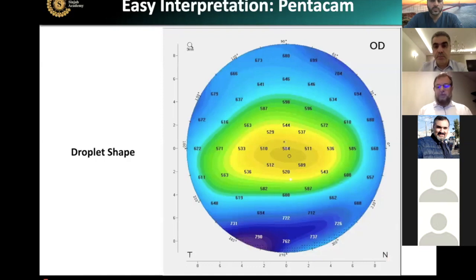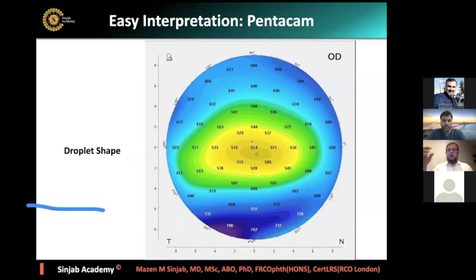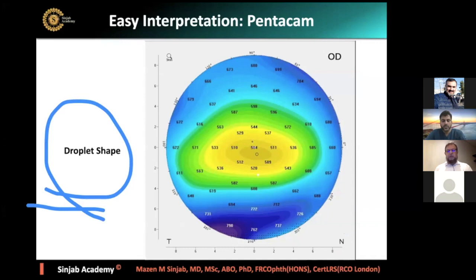And this is the droplet shape. Usually we see this shape when it is keratoconus and it is going to be pellucid marginal degeneration.